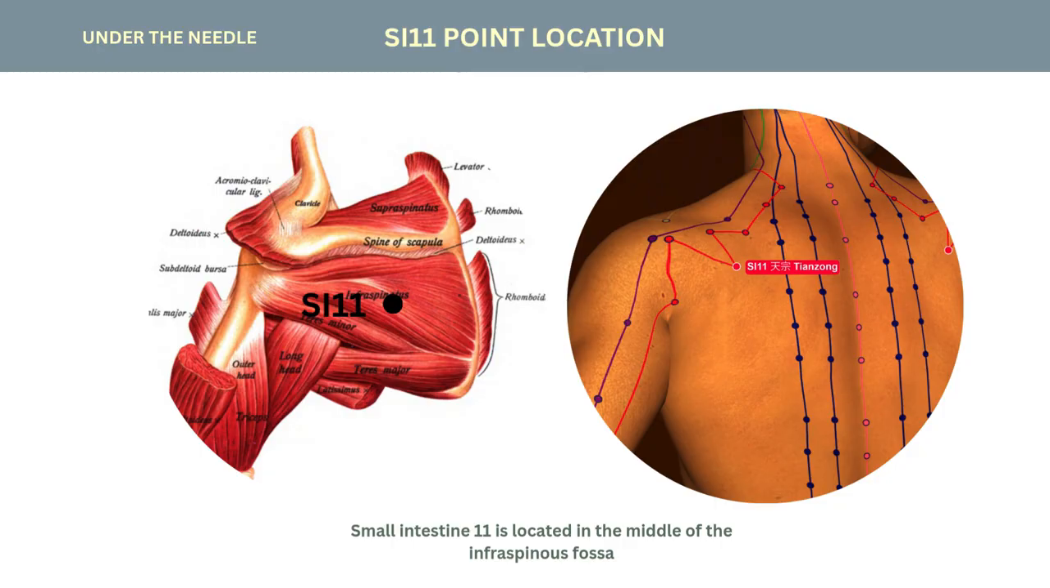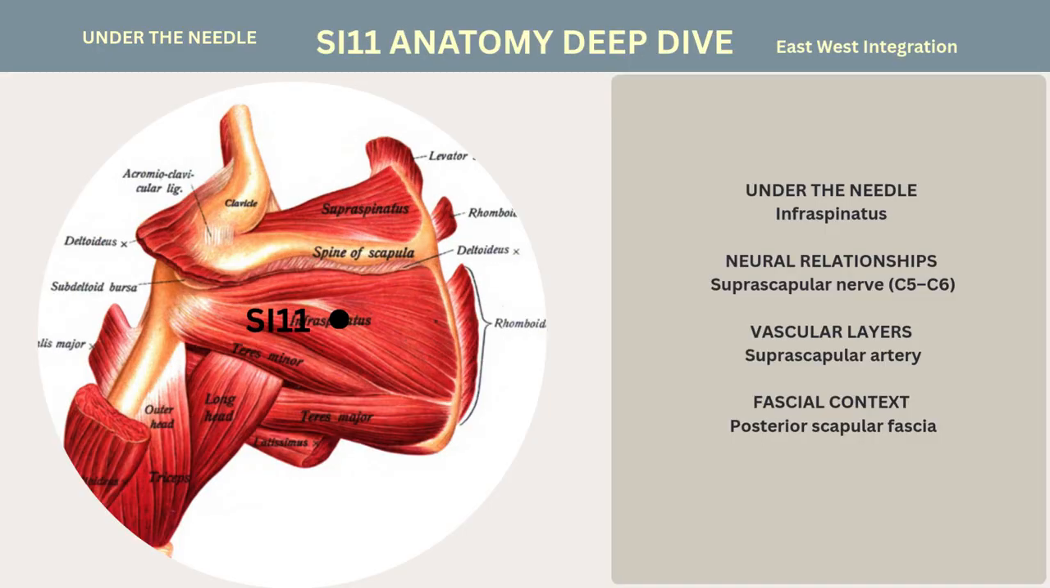or overhead loading patterns. Small intestine 11 overlies the infraspinatus muscle, which plays a primary role in glenohumeral external rotation and dynamic stabilization. Deep to this region runs the suprascapular nerve, originating from the 5th and 6th cervical nerve roots, supplying both the supraspinatus and infraspinatus. The suprascapular artery and dense posterior scapular fascia also occupy this space, making this region both neurologically and mechanically important.